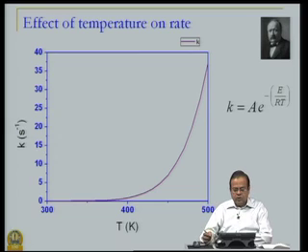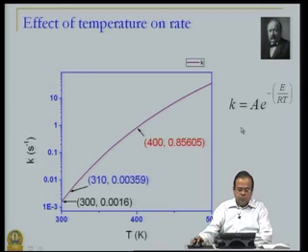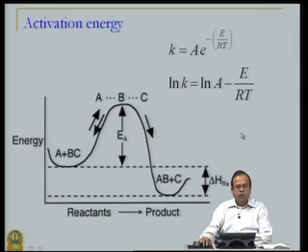Now, what was his idea in proposing this kind of rate expression? He argued that if we have, let us say, a reaction of the kind A plus BC goes to AB plus C, which is just a hypothetical reaction, and we monitor what happens to the energy of the system as the reaction proceeds from the reactant side to the product side, with the x axis representing the progress of reaction and the y axis representing the energy levels.